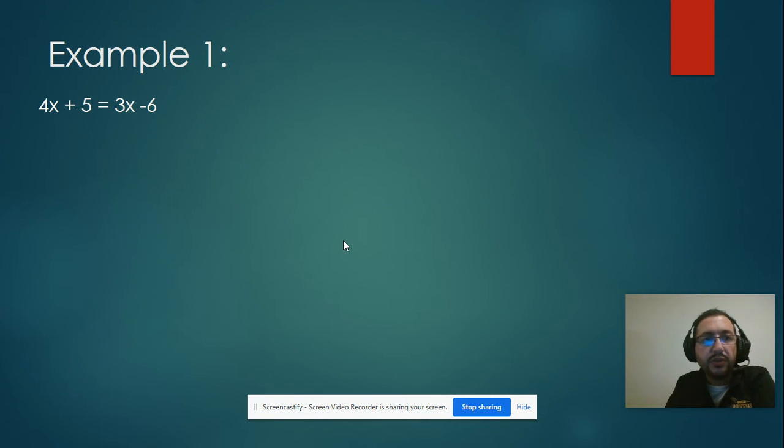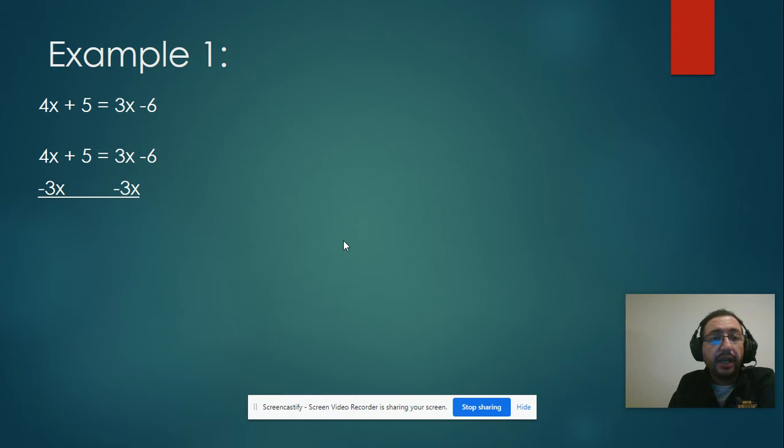First, we have this equation 4x plus 5 equals 3x minus 6. We're going to pick a side. In this case, I'm going to pick the left side as my variable side because it has a greater coefficient. 4x is greater than 3x. So the left side will be my variable side. I'm going to subtract 3x on both sides, and I'm going to end up with x plus 5 equals negative 6.